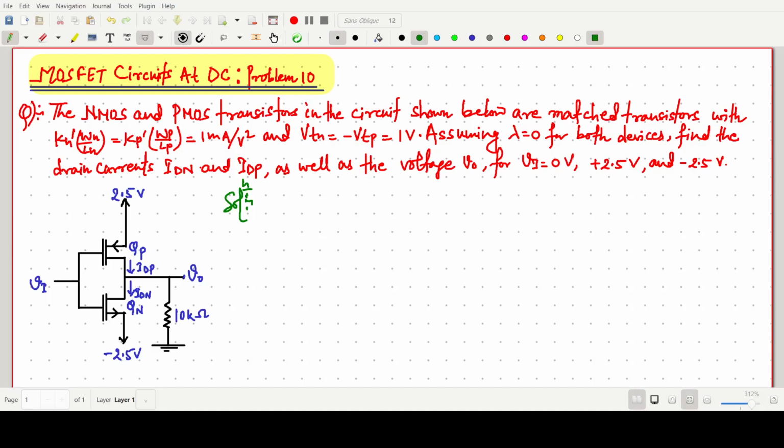Welcome everyone. In this video lecture, we will solve a MOSFET circuit problem at DC, and it is from the Microelectronics Circuits book. So the question is: the NMOS and PMOS transistors in the circuit shown below.